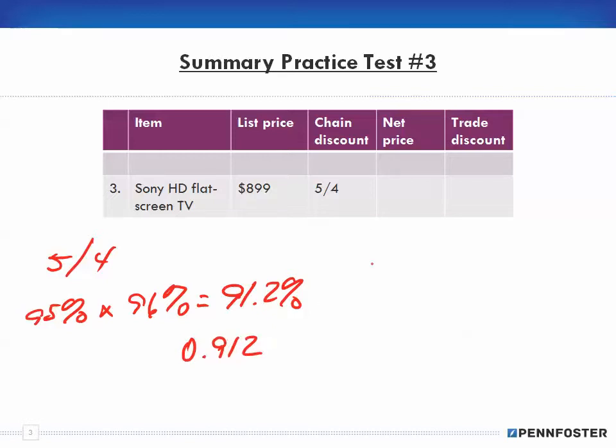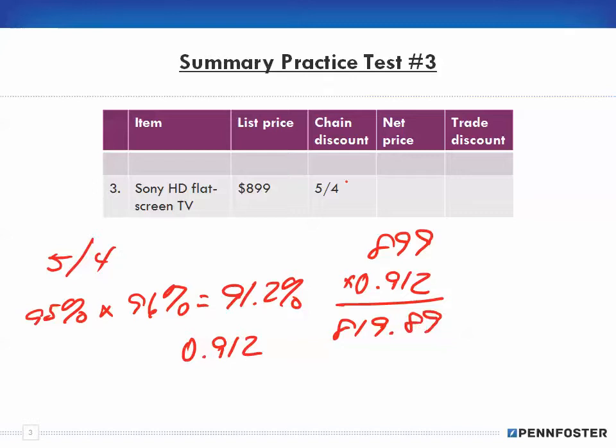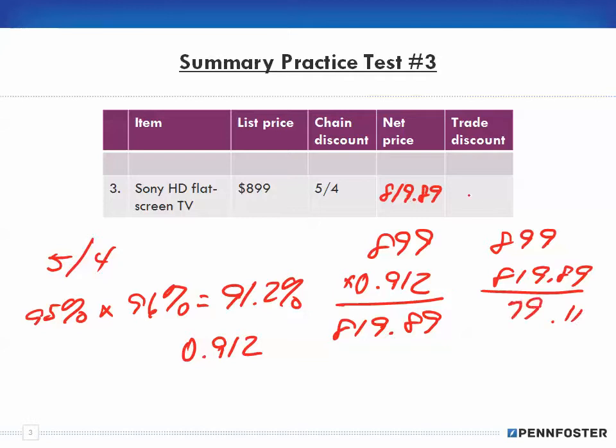So the decimal equivalent of that is 0.912. Now, we take the $8.99, which is the list price, and we multiply by the 0.912, and that gives us 819.89. So our net price is going to be 819.89. Now, for our trade discount, all we need to do is take the $8.99 and subtract the $819.89, and we end up with $79.11 for the trade discount.